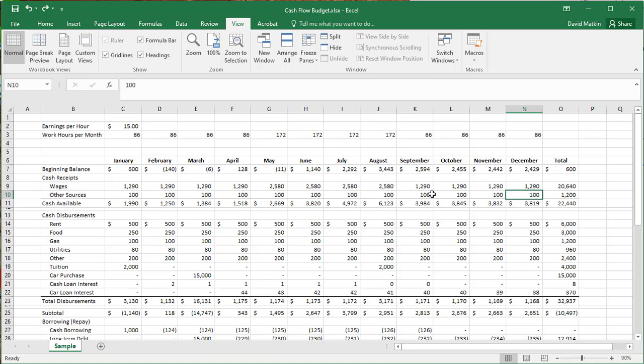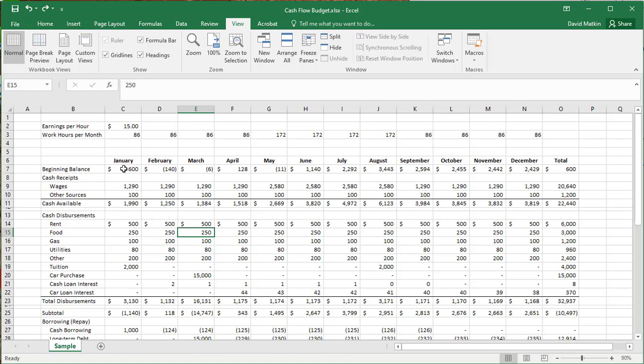And so in here we have other sources. We don't know exactly, but maybe the person usually gets around $100, and some months it might be 100, some months 110, 120, some months 90 or 80, and so they've just put in 100 every month because that's the best estimate. So rounding is normal.